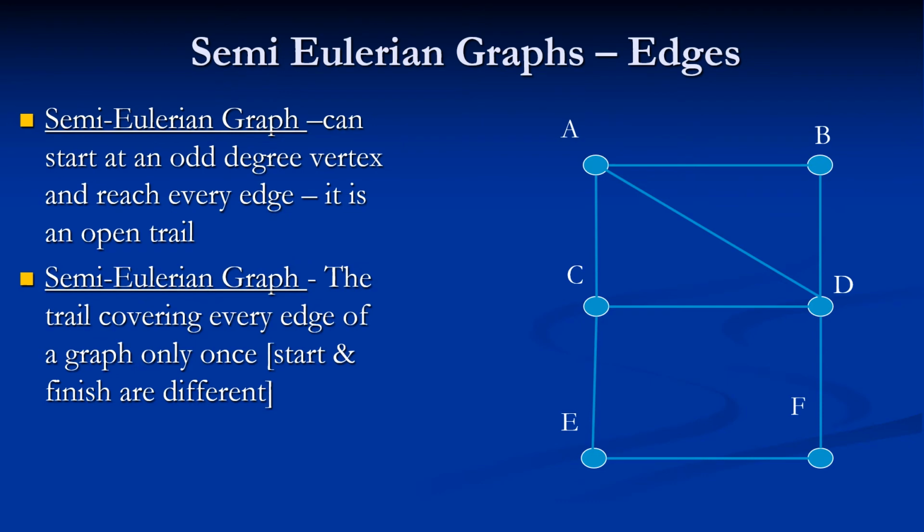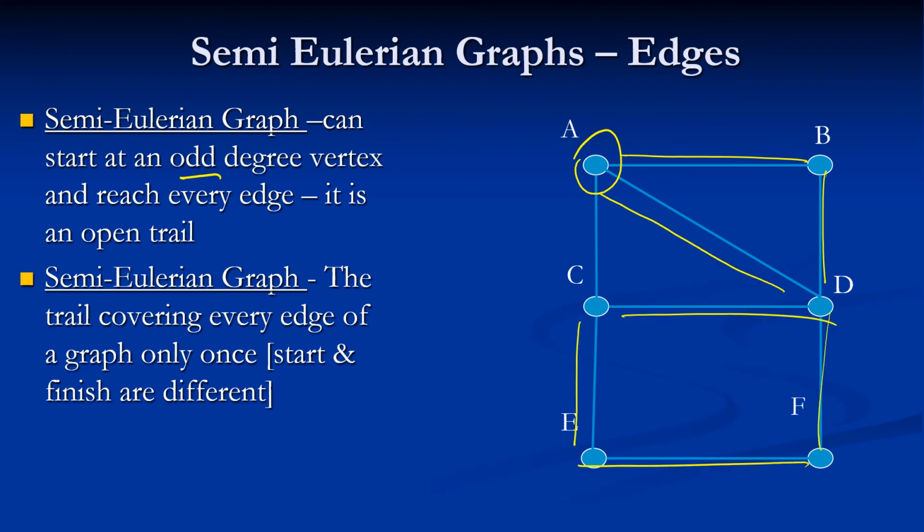Now, Eulerian graphs are particularly concerned with edges, and a semi-Eulerian graph will still be able to cover each edge, but we're going to have to make a little bit of a variation to the rule. We're going to need to start at an odd degree vertex. So you can see here that vertex A has a degree of 3. So we'll start at A, and we're going to end up with an open trail. That means we won't come back to where we started from. The trail of that graph is going to be called the semi-Eulerian trail. And there we go.